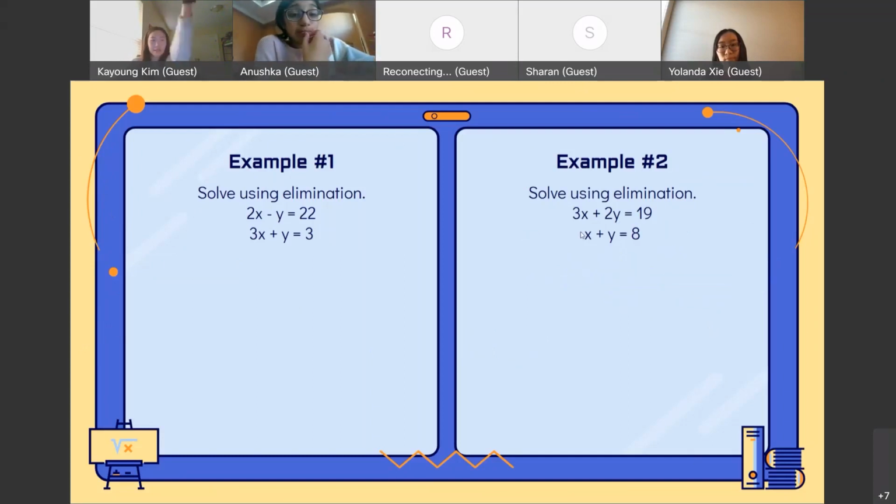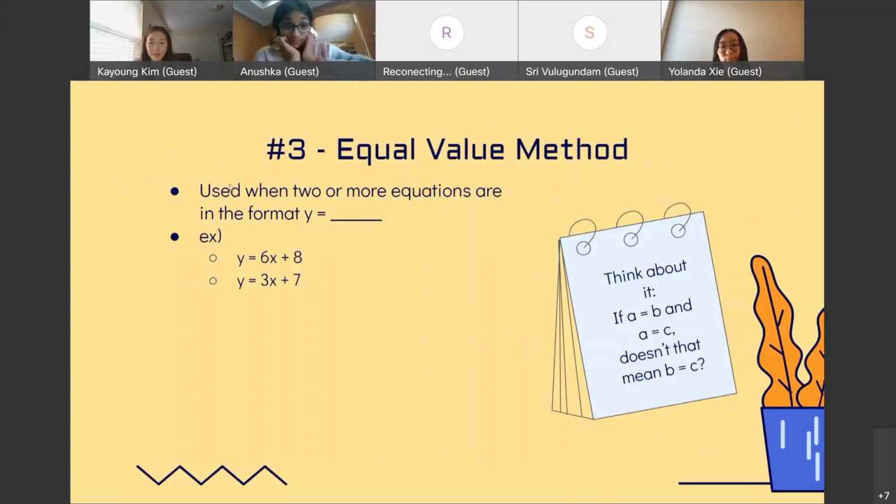So, it's called the equal value method, and it's kind of interesting. It's not used that much. First we're gonna think about this little thing on the right, this notebook thing. It says, think about it. If A equals B and A equals C, does that mean B equals C? Is that true or false?